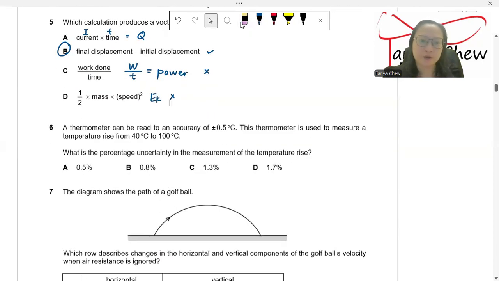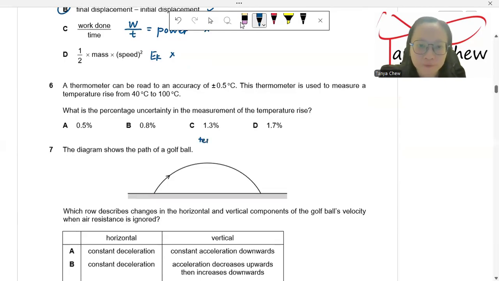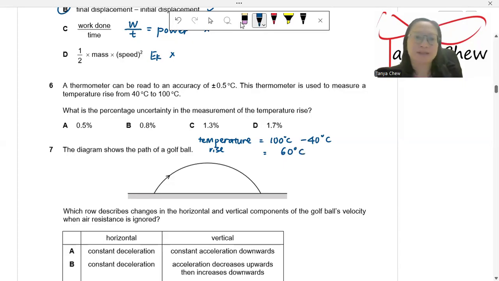Number 6, a thermometer can be read to an accuracy of plus minus 0.5 degrees Celsius. This thermometer is used to measure a temperature rise from 40 degrees Celsius to 100 degrees Celsius. What is the percentage uncertainty in the measurement of the temperature rise? Now, to find the temperature rise, I have to do it one by one. How do we find temperature rise? We take the final temperature minus the initial temperature, and you get 60 degrees Celsius.